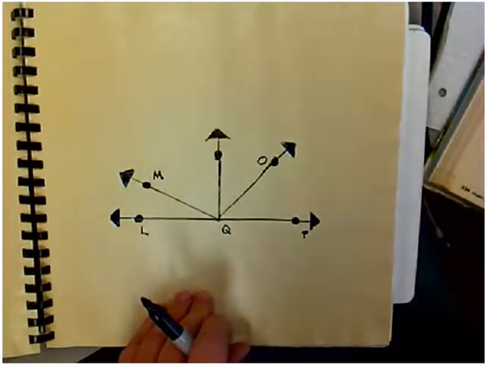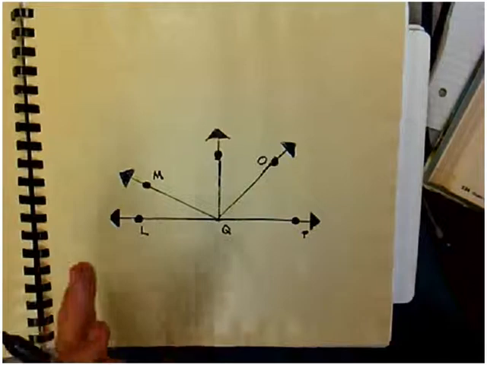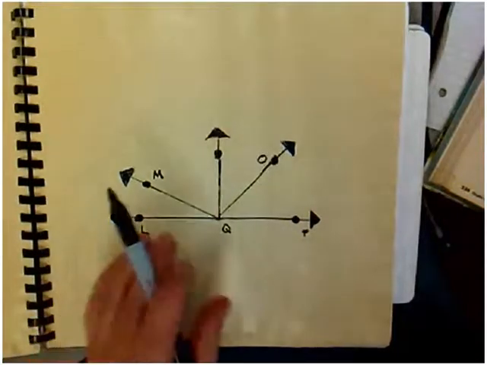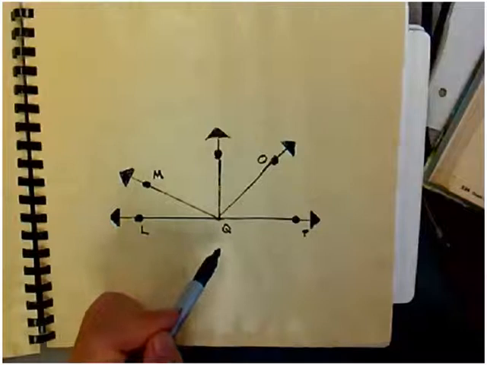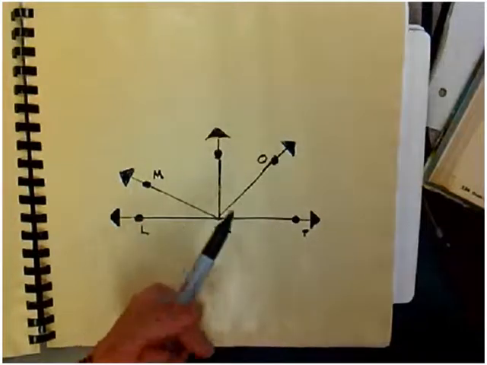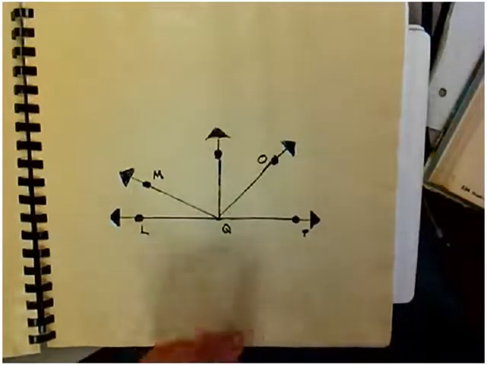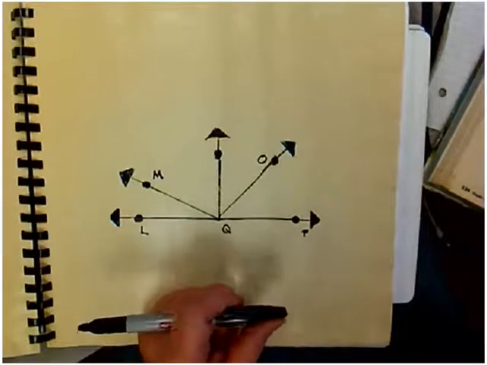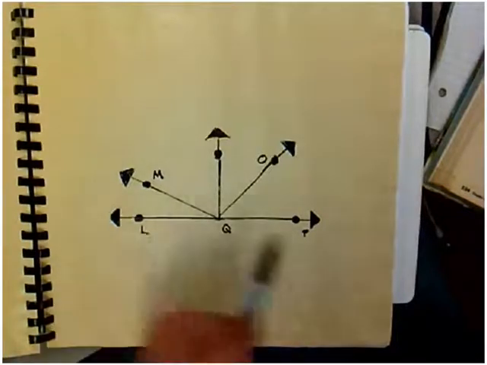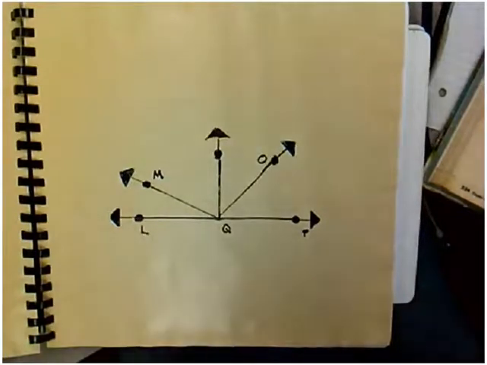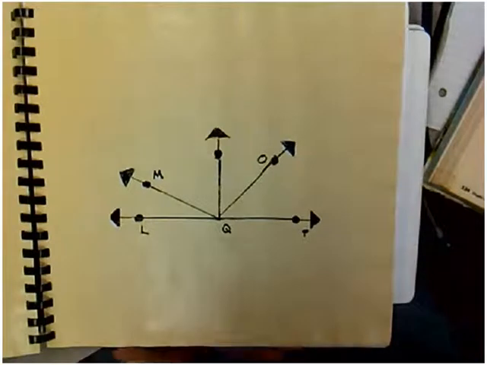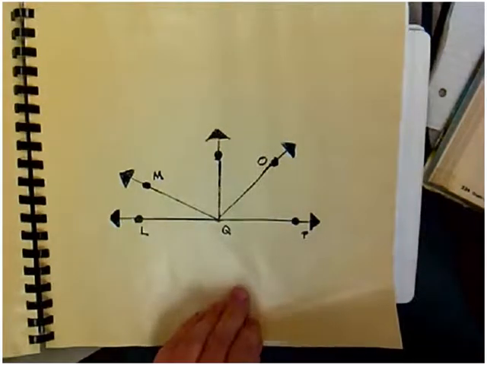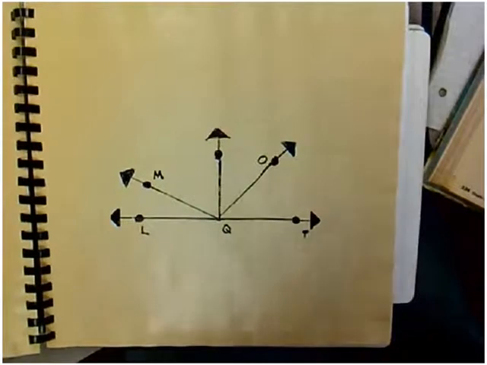Don't assume those. I would roughly say LQM is about 30 and MQN is about 60 and MQO is about 40. I could put my protractor on there and figure out, but we're not going to. Don't assume that if it's just split up into 4 that it would be 45. We have to have some givens in order to find that. Some proof.